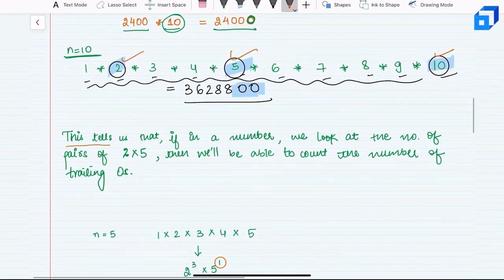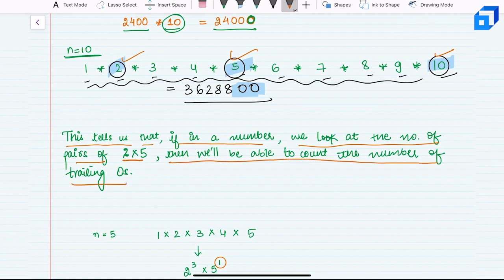So this tells us that if in a number, we look at the number of pairs of 2 into 5, then we'll be able to count the number of trailing zeros. If in a number, we look at how many 2s are there and how many 5s are there, then we take the smaller power. Let's say the power of 2 is x and of 5 is y. If y is smaller than x, then the number of 5s is going to be the answer.